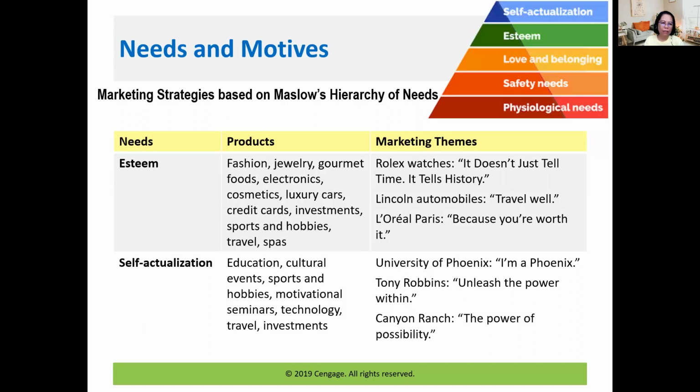And then the last level is the self-actualization level. This includes products like education, cultural events, sports and hobbies, motivational seminars, technology, travel, investments. A university may have a tagline, I'm a phoenix. Or another tagline would say, unleash the power within, or the power of possibility. You may notice that these taglines can invoke a feeling of self-actualization.